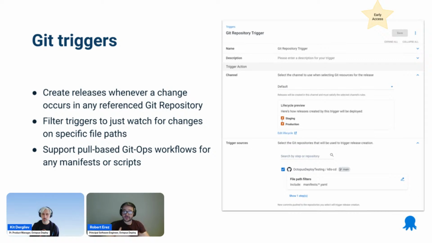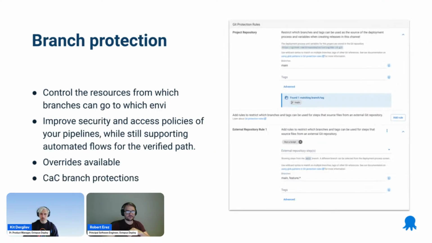This supports triggering on releases created from your config as code project. So if you're using config as code, your deployment processes themselves can be triggered when they change, or on external repositories, as Kit just mentioned earlier. When we talk about GitOps, this is one of those key mechanisms, that third principle based around pull-based semantics. With this feature, you can now follow those best practices directly and natively within Octopus. Thanks, Kit. Next slide.